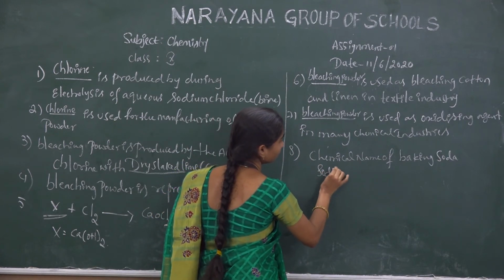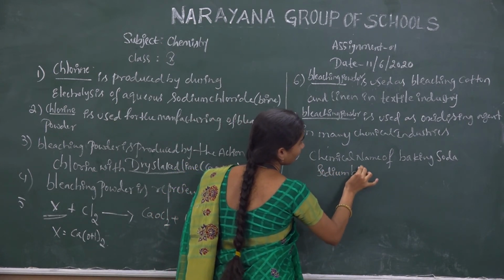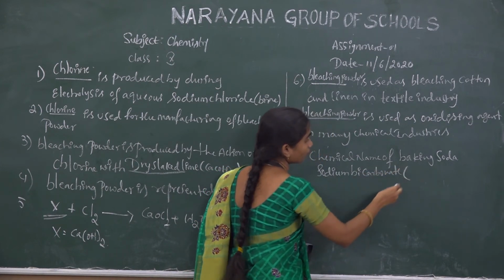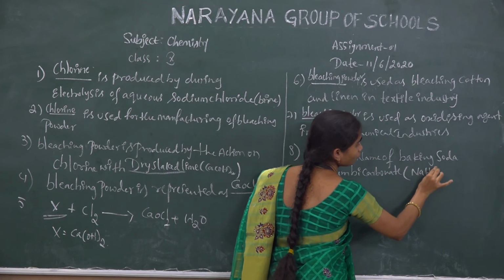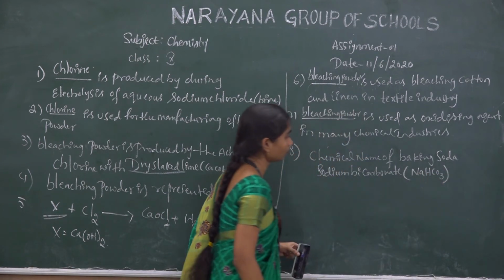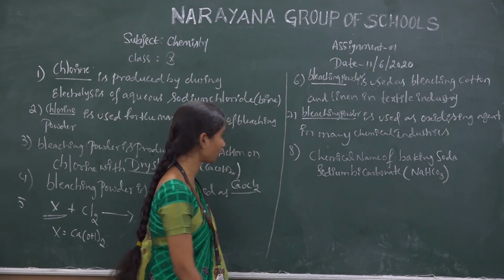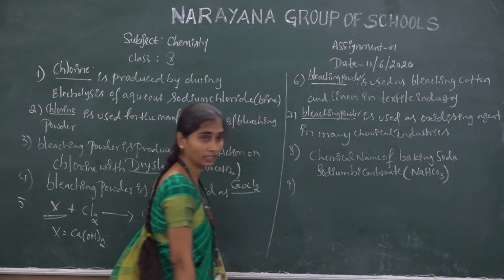Sodium bicarbonate. And here we can mention the formula NaHCO3. Okay, sodium bicarbonate, or we can also write it as sodium hydrogen carbonate. The next one, see here.